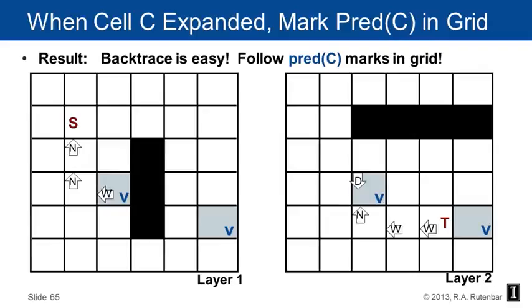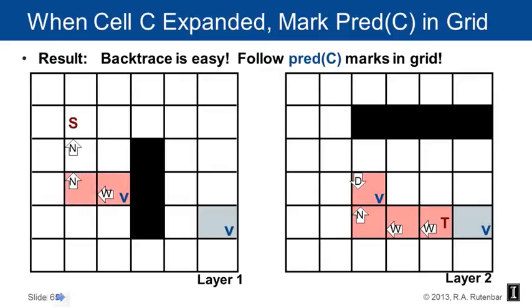I follow the predecessor marks in the grid. So this is exactly the same process. I reached the target T on layer 2 on the right, and I say, where do I go? I was reached from the west, so I go to the west. I go to the next cell, how was I reached? West. Next cell, how was I reached? North. Next cell, how was I reached? Down. Oh, okay, I go over to layer 1.